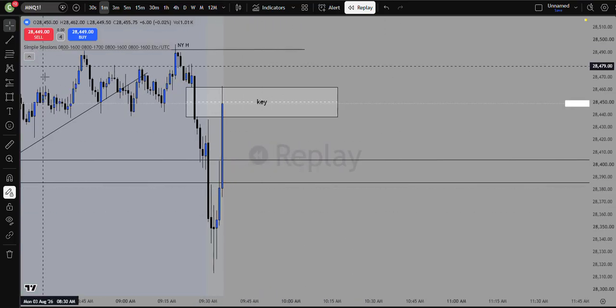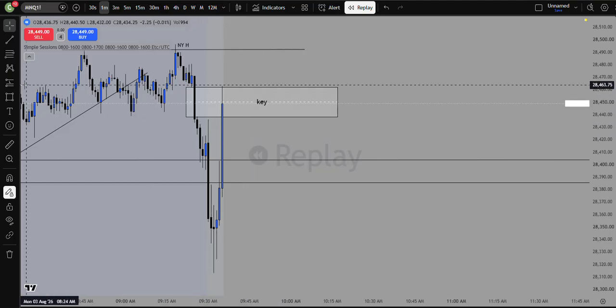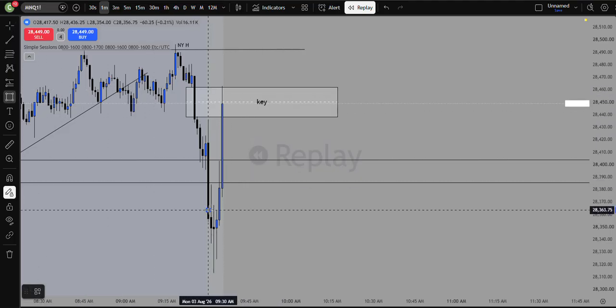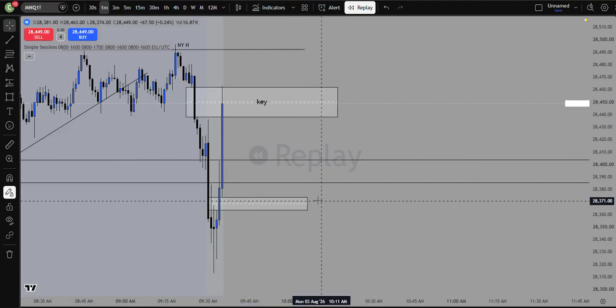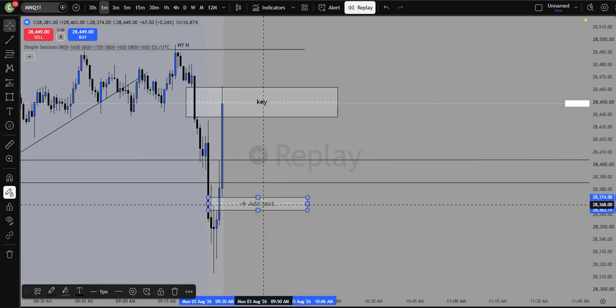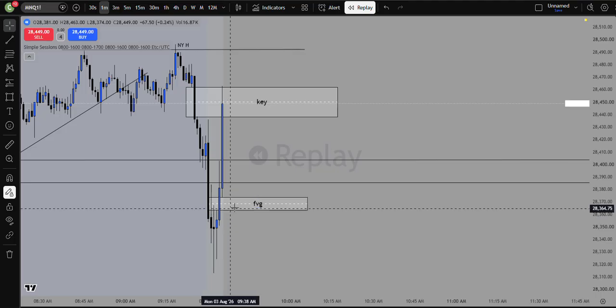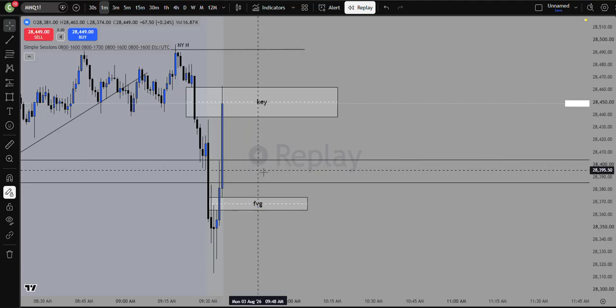All right. So boom, we have our big old displacement over here, and we left a fair value gap. This is a potential fair value gap that can get filled, but a lot of the time price will not come back to the fair value gap and fill it. Not gonna lie to y'all.